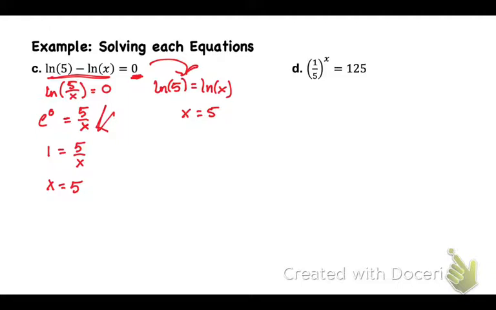So 5 to the negative x equals 5 cubed. So x equals negative 3. And I know there's some of you in here that would have just said 5 to the negative x equals... no, what you said was 1/5 to the x, so x equals 5 to the 1/5, to the negative 3.